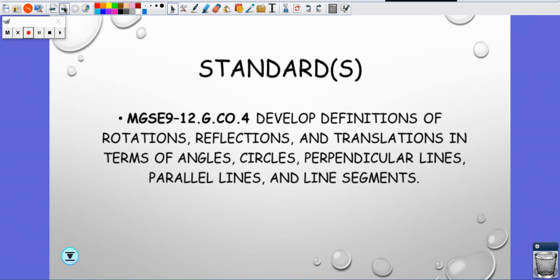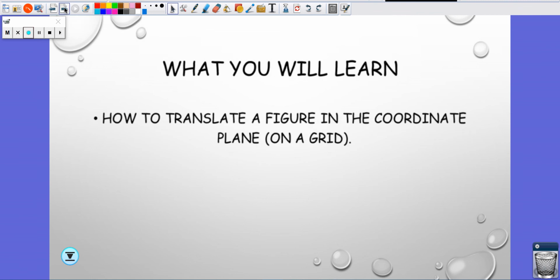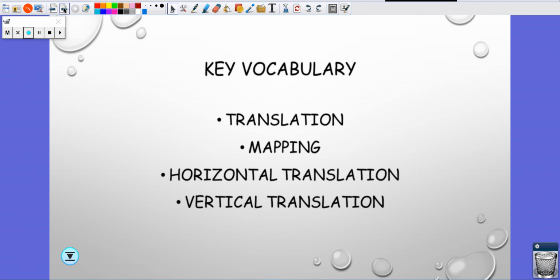So the standard wants us to develop definitions of rotations, reflections, and translations in terms of angles, circles, perpendicular lines, parallel lines, and segments. And we're going to actually perform these transformations in the plane. So these are our two standards. What you're going to learn is how to translate a figure in the coordinate plane on a grid. Our key vocabulary, make sure you're writing these in your notebook.